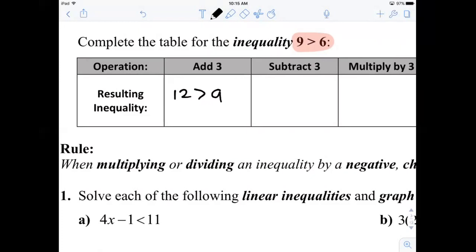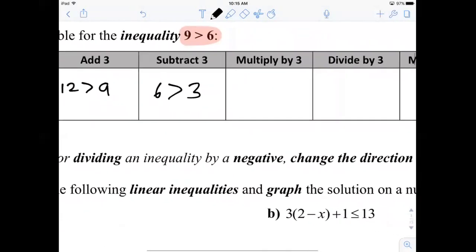It's still true. Let's try and subtract 3 from both sides of what we started with. So 9 subtract 3 is 6. 6 subtract 3 is 3. And the inequality direction still holds, that 6 is still greater than 3. So what that's telling you now is that we can add things to both sides of an inequality or subtract things from both sides of an inequality, and that inequality statement is still true. Whether it was greater than or less than, whichever it was, it still is going to be true and hold true.